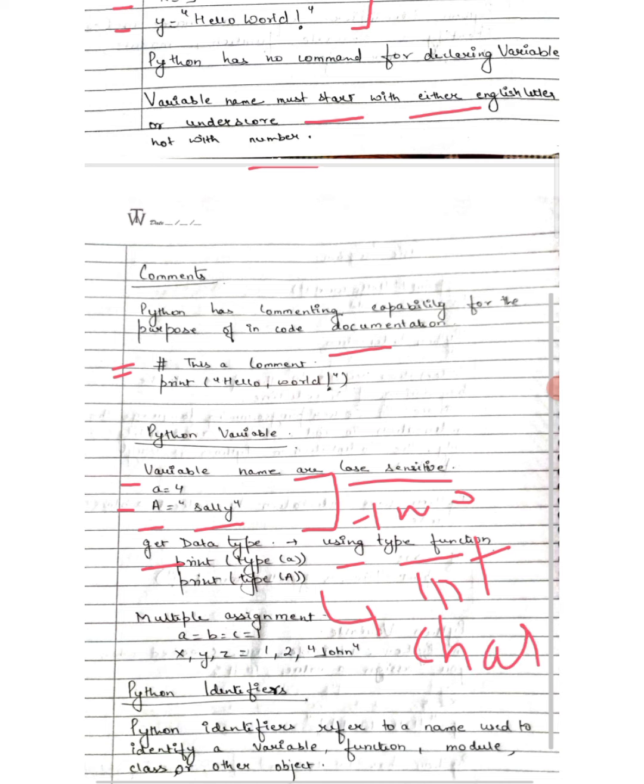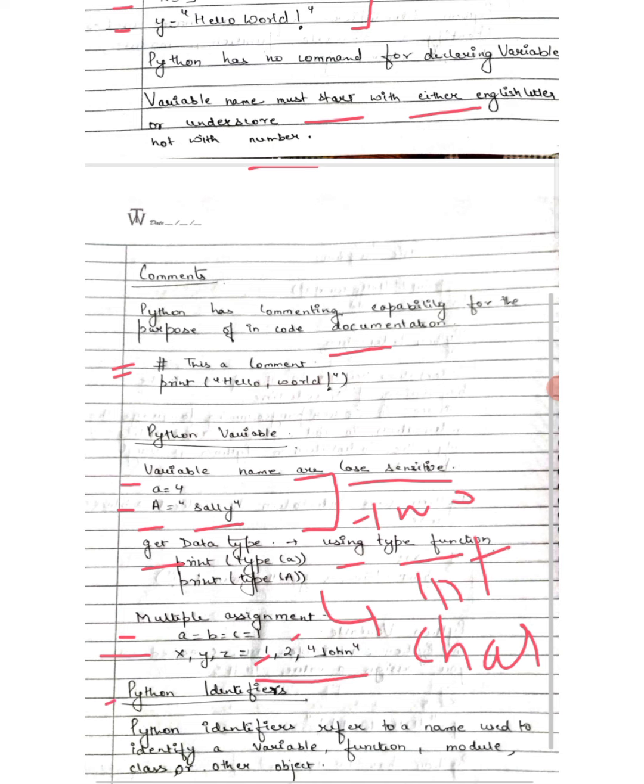Now the next important thing in Python is multiple assignment of variables. Here a is equal to b is equal to c is equal to 1. So all three variables hold the value 1. In the next example, x, y, z is equal to 1, 2 and so on. Here x contains the value 1, y contains the value 2 and z contains the value John.